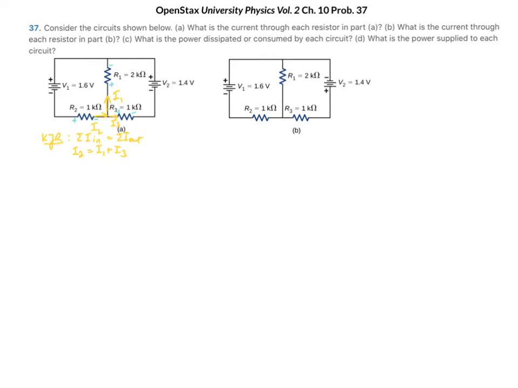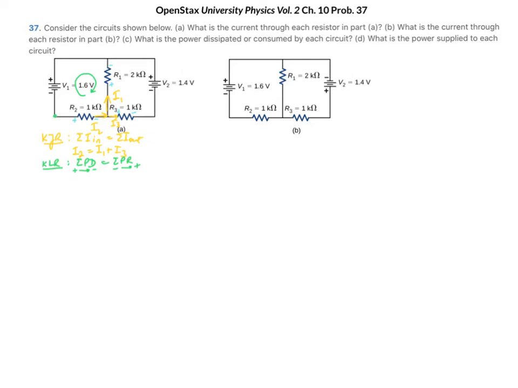I'm going to now pick two loops. I'll go clockwise through this left loop, and I'll use Kirchhoff's loop rule, which says that the sum of the potential drops equals the sum of the potential rises. Drop is when we go from a high potential to a low potential. Rise is when we go from a low potential to a high potential.